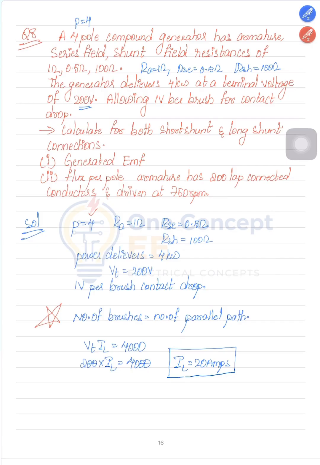We already know the number of brushes equals the number of parallel paths. Here the number of parallel paths is 4 because it's a lap connected winding, so the number of brushes will also be 4. It is delivering a rated power of 4 kilowatt, which means Vt into IL equals 4 kilowatt. By that, the load current is 20 amps.